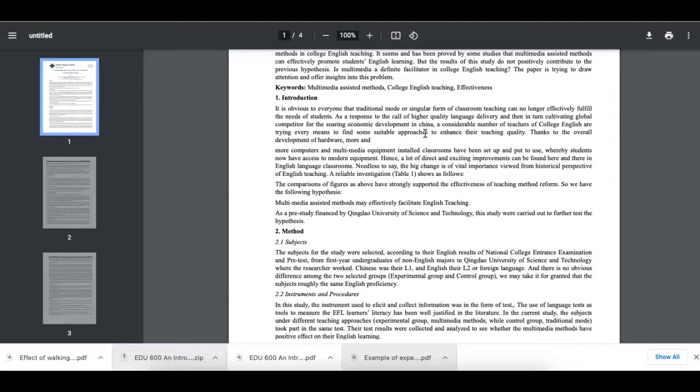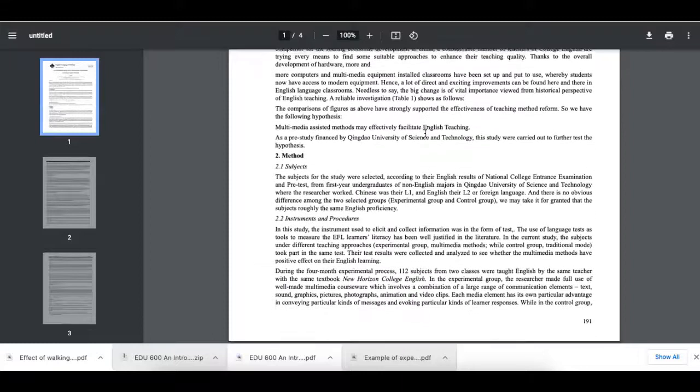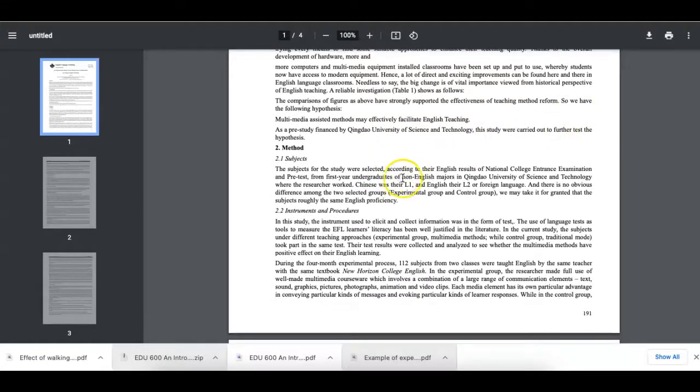So traditional lectures versus traditional lectures plus other stuff. So you could almost say the materials I use on a weekly basis is a good example of multimedia, in that you're getting different materials presented in different ways. Okay, so the methods. So basically they split the groups.